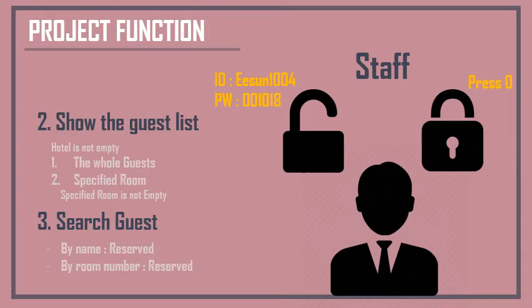Exceptions also exist in the third function, the function of finding customers. In these functions, you can inquire through the name and the room number, and in all of these cases, the information of the customer you want to find must be stored.